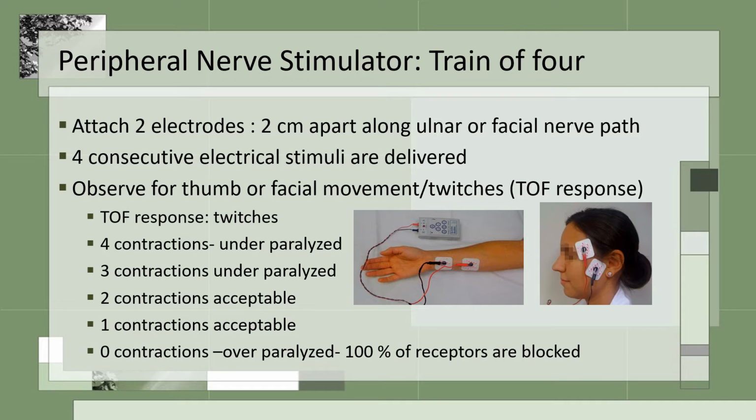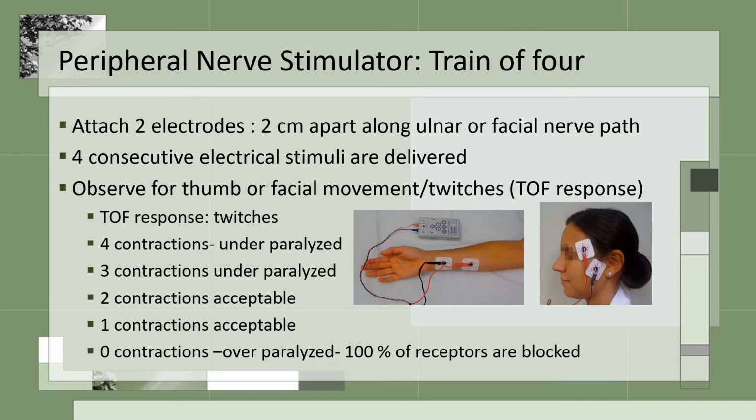So if they deliver 4 electrical stimuli and there are 4 contractions, they are under-paralyzed. If they deliver 4 electrical stimuli and there are 3 contractions, they are still under-paralyzed. If they deliver 4 electrical stimuli and there are 2 contractions, this is acceptable. And if they deliver 4 electrical stimuli and there is 1 contraction, this is also acceptable.